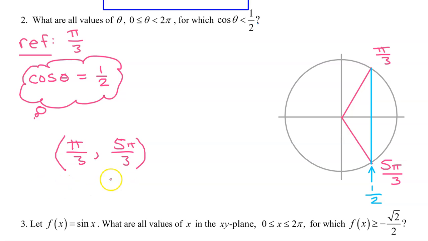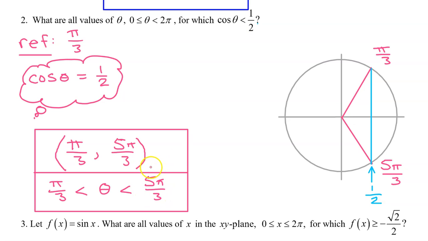Of course, you can write your answer using an inequality by writing pi over 3 is less than theta, which is less than 5 pi over 3. Either is acceptable on a free response question. Be familiar with both for a multiple choice question.